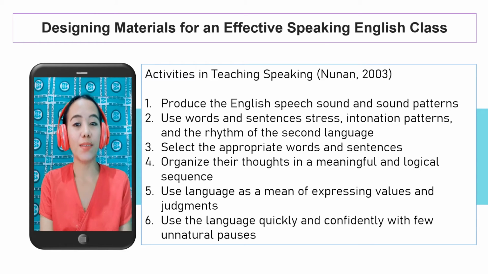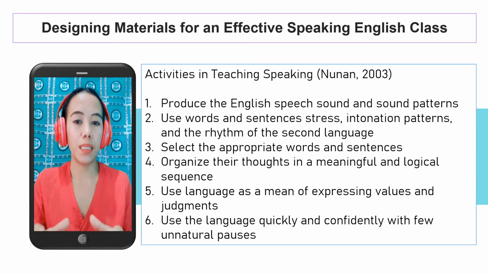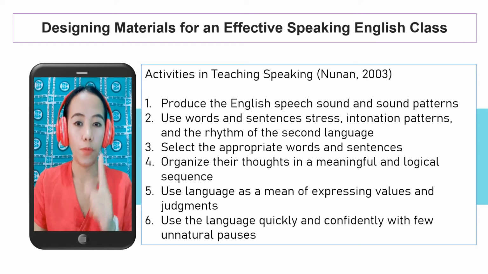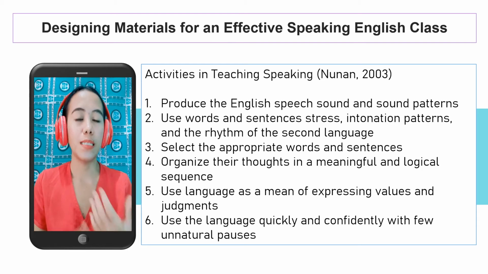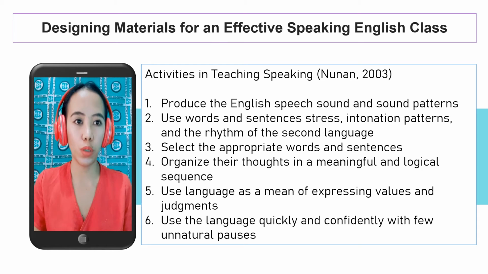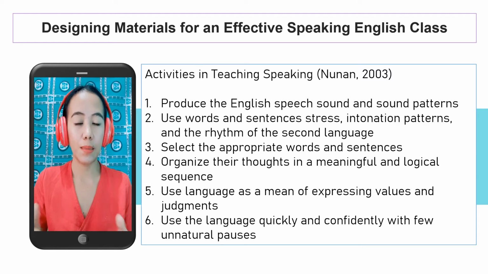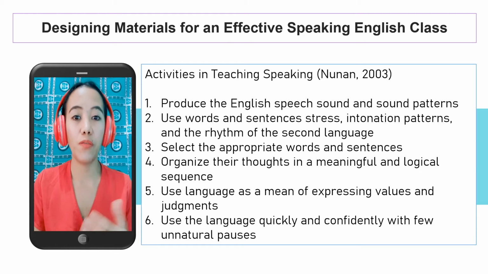According to Noonan in 2003, some activities for effective speaking class can be done, and it is actually about the activities that ask students to first produce the English speech sounds and also sound patterns. The second, the students must use words and sentences stress, and also intonation patterns, and then the rhythm of the second language, because it is very different with their first language.